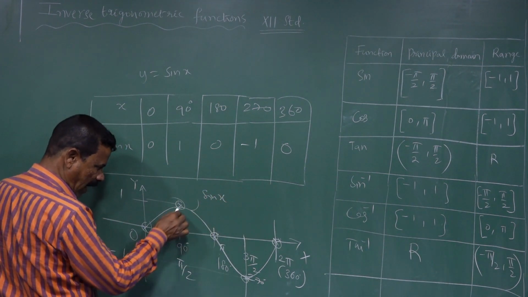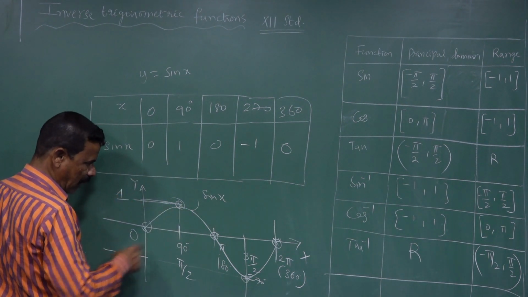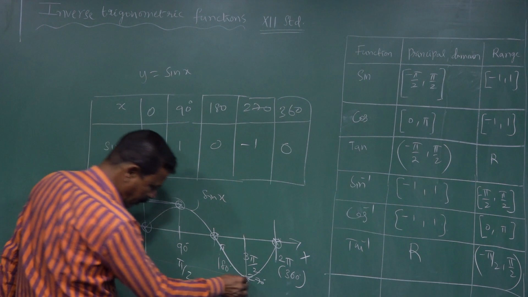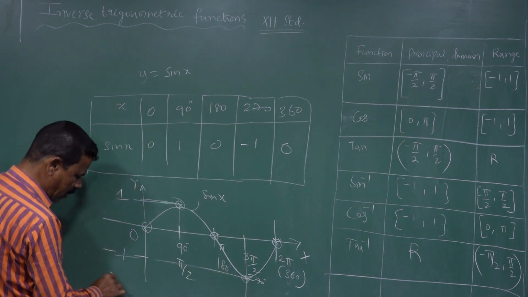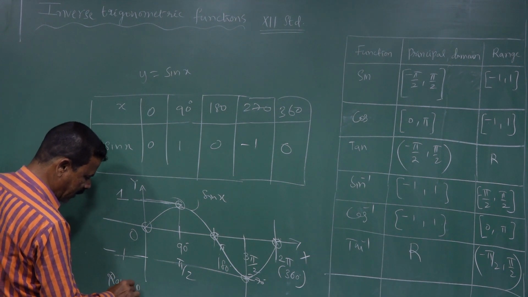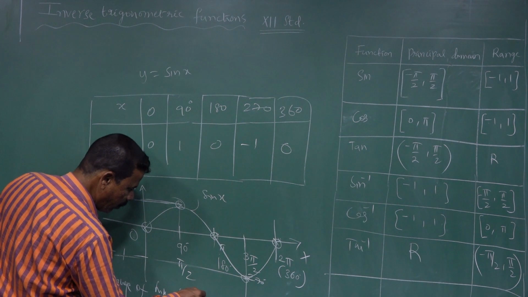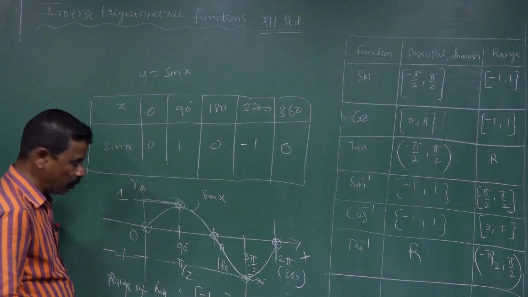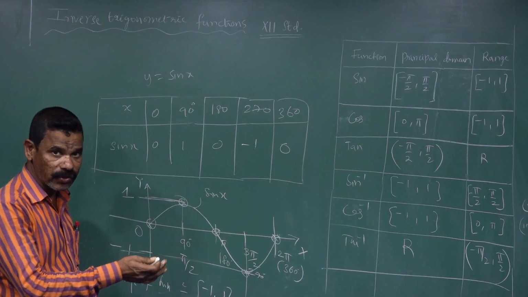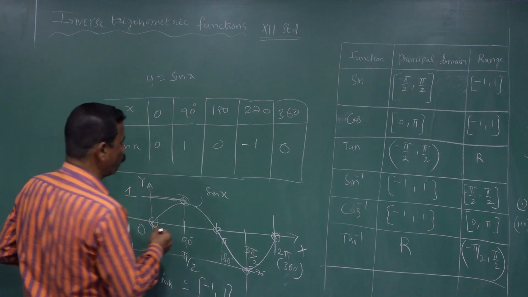So here the maximum of sin x is 1. The minimum of sin x is minus 1. So the range of sin x is minus 1 to 1, a closed interval, including 0: minus 1 to plus 1.